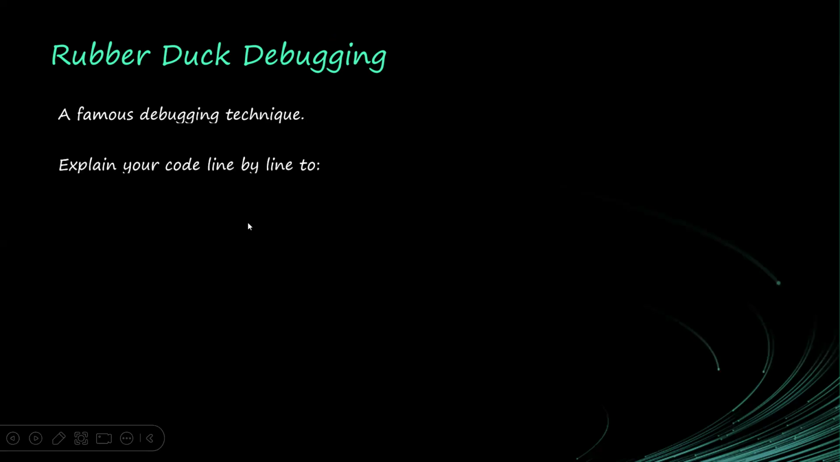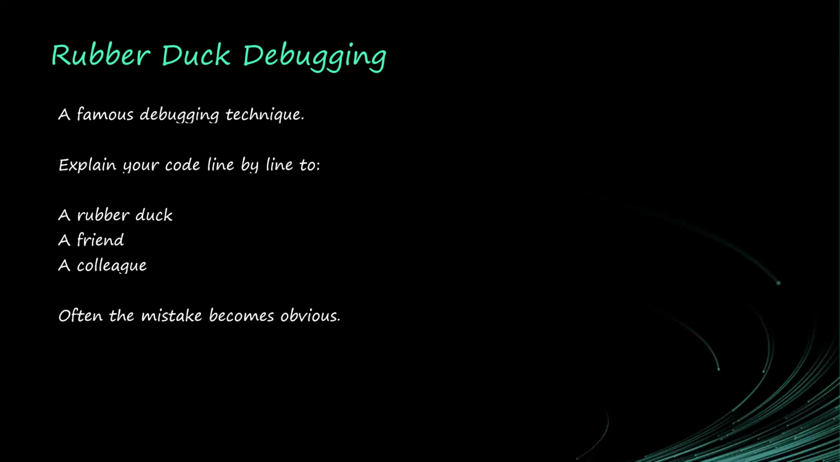There is a technique called rubber duck debugging. It is a debugging technique where you explain your code line by line. When you go back to your code and explain it line by line, you're going to find out where the problem is. If instead of doing addition you're doing subtraction, you'll find that out when you explain it. Explain your code to a rubber duck, a friend, a colleague, somebody. Often the mistake becomes very obvious. You can even try to explain it to yourself.